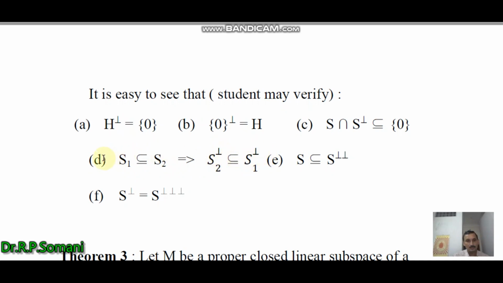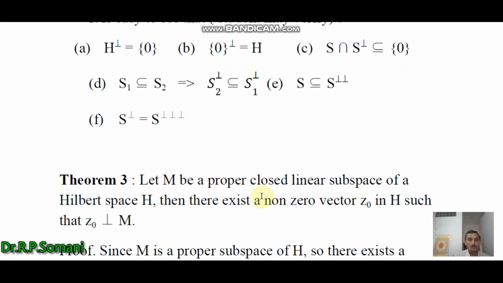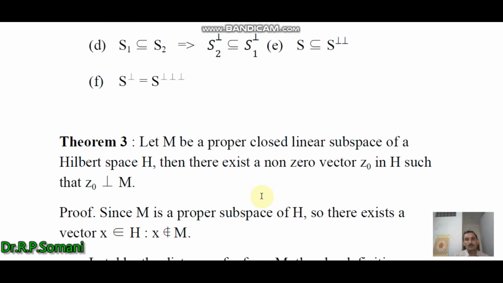So if we take the orthogonal, the order of the subsets is reversed. The fifth one: S is a subset of S double orthogonal. And the last one, the sixth property: S orthogonal equals S triple orthogonal. Now we have the third theorem.